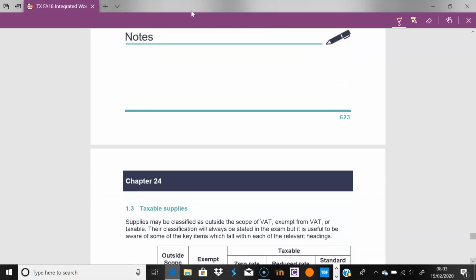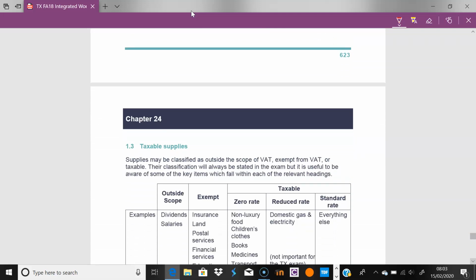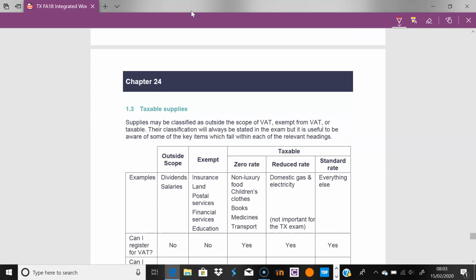Let's go. The issue here, like I said earlier on, is that some things are entirely out. Again, as you can imagine, VAT on salaries just wouldn't make any sense, because you've worked, you already pay income tax, so that's entirely outside the scope. We don't even discuss VAT relating to salaries and things like that. That's what is referred to as outside the scope.